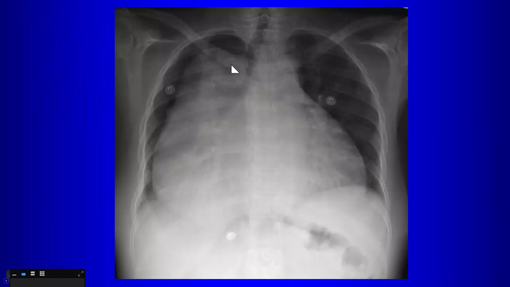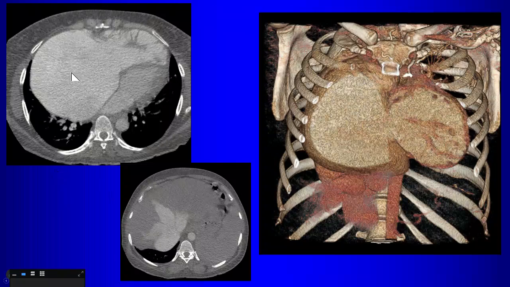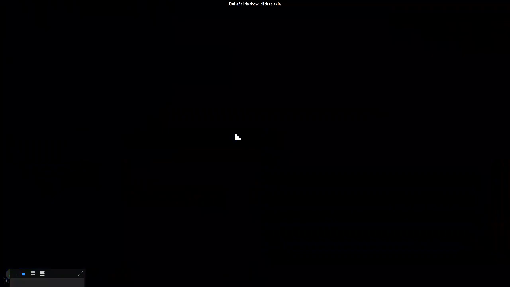Here's a surprise, kid. Look at what this is. What does that turn out to be? That turns out to be the right atrium. It's another case of severe tricuspid regurgitation resulting in massive right atrial enlargement. Okay? All right, that's it for today.